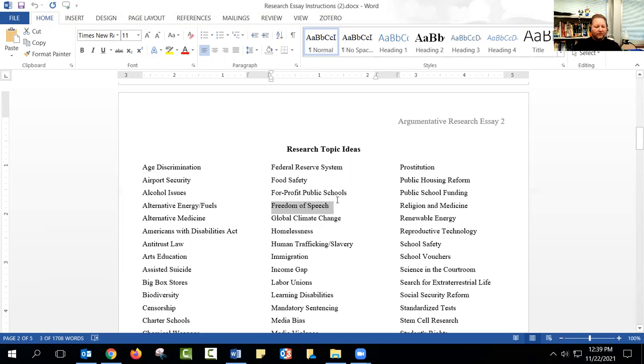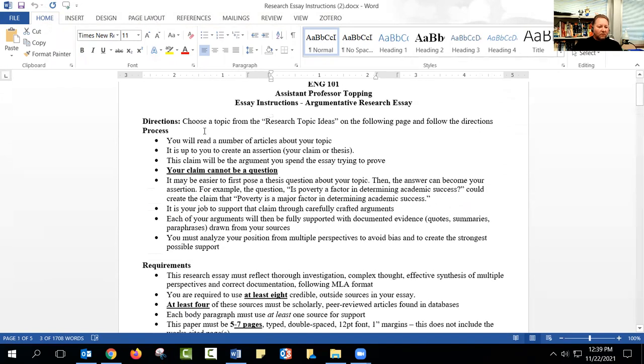So your goal throughout this research process is to narrow that down to a specific topic that you can write the essay about. So once you've chosen your topic, you're going to do all these things. It says the process, because it really does kind of help you step by step get to it. So you're going to read a number of articles about your topic. Then it's going to be up to you to create an assertion.